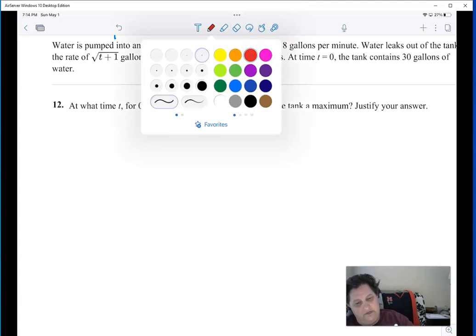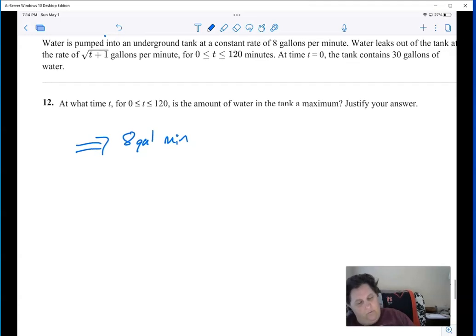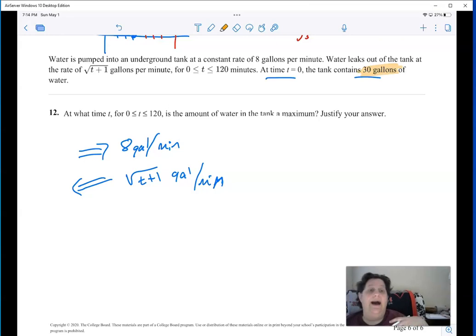Water is pumped into a tank. It's going in at a rate of 8 gallons per minute. Water is leaking out at a given rate for time 0 to 120 minutes in the first 2 hours. At time 0, it contains 30 gallons. That's important, guys. A lot of times we forget to start with that 30 as the first thing. So here we go. At what time is the amount of water in the tank at a maximum?